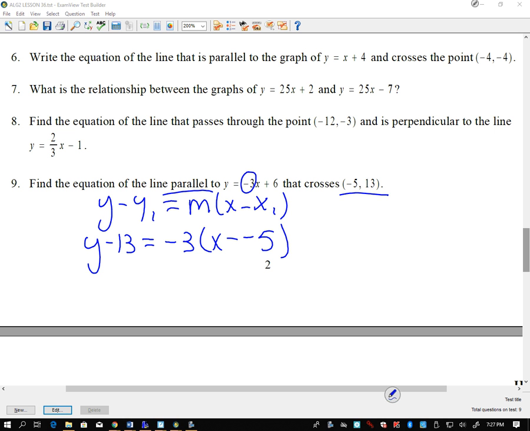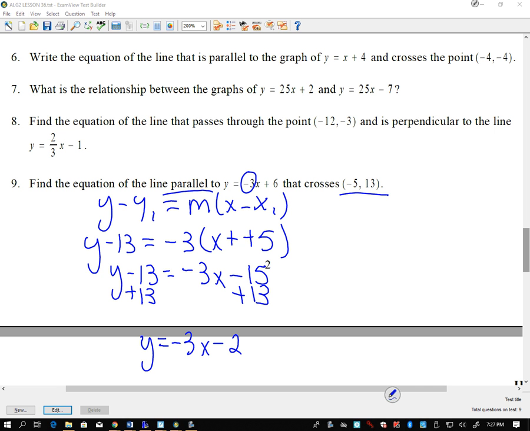Okay, go ahead and put in pluses where I have double negatives. Y minus 13 equals negative 3x minus 15. Negative 3 times x is negative 3x. Negative 3 times 5 is negative 15. Add 13 to both sides. Y equals negative 3x minus 2. Okay, and that is that.